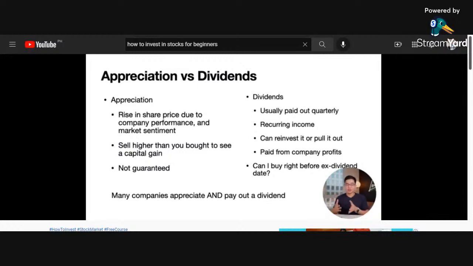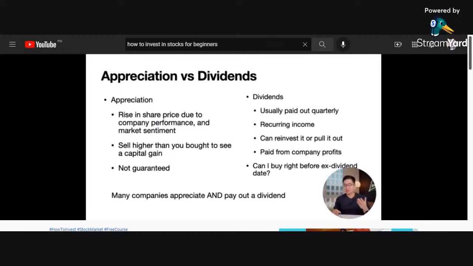The great thing is that a lot of stocks, they will appreciate in value and they will also pay out dividends. This is great because you can make money in both ways, but I will say that for companies that pay out dividends, usually their appreciation is a little bit slower. That's because instead of reinvesting all that money back into the company, they're paying out some of those profits to investors. So usually their growth is a little bit slower.